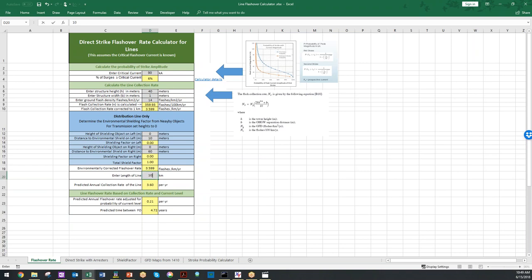Let's go back to this 10-kilometer line, and maybe a more reasonable length, since that's only 10 miles. Say it runs 100 kilometers. So it is a real long line, and it's going to have 21 flashovers per year, which is a lot. Let's put one arrester on top, and we'll raise the critical current up to 178 and see what happens. There we go. Now we reduced our outage rate down to 4 per year on that line by putting one arrester on the top phase.